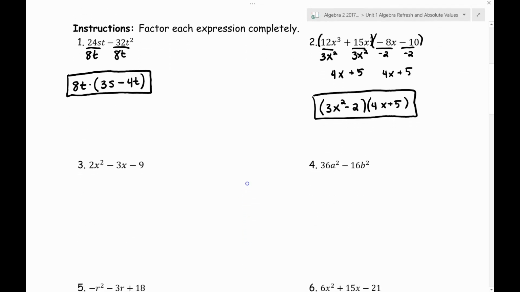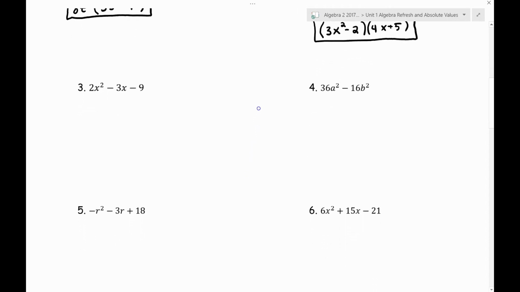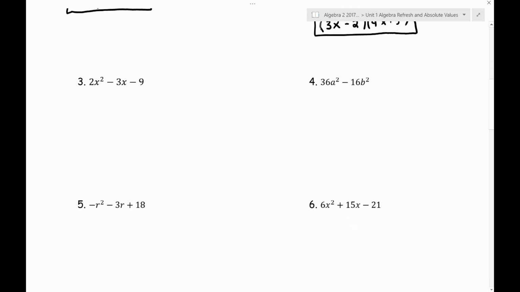So moving on to number 3. Number 3 is a trinomial. So we've seen this several different ways. We can do it by grouping and split that linear term. We can do it by tic-tac-toe. We can do it by slip and slide. It doesn't matter. Okay, we'll do this one by tic-tac-toe, and let's see what we get. So 2x squared minus 9 minus 3x. Okay, we're going to set up the tic-tac-toe board.